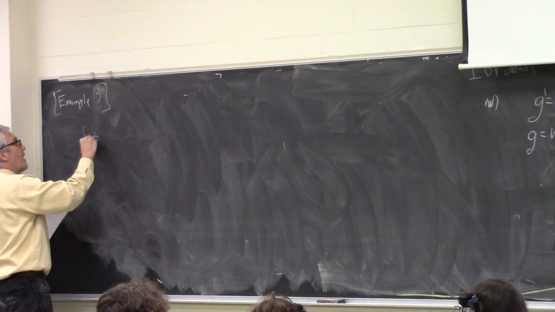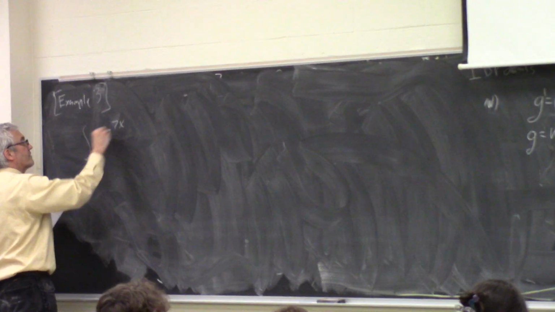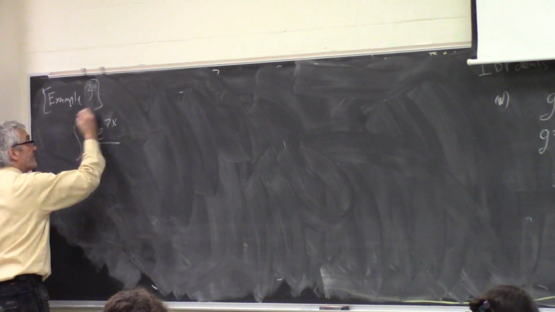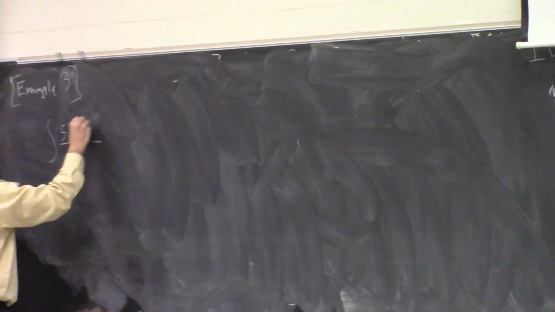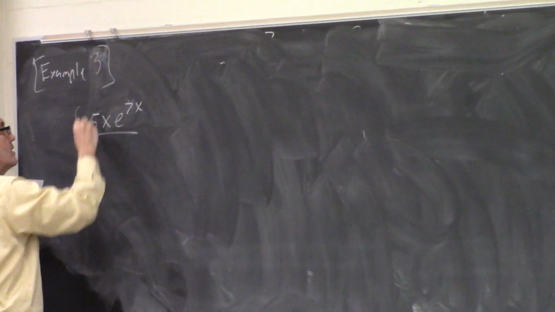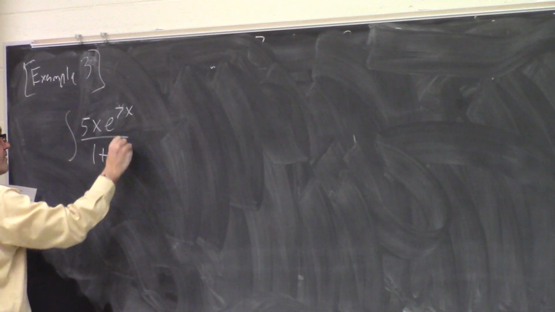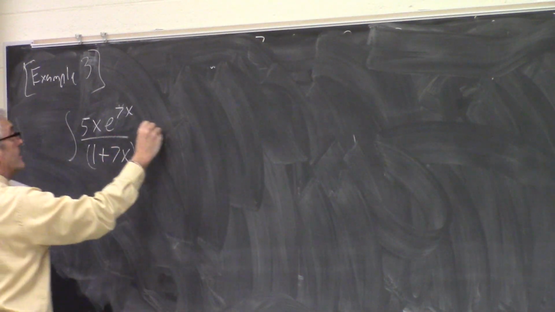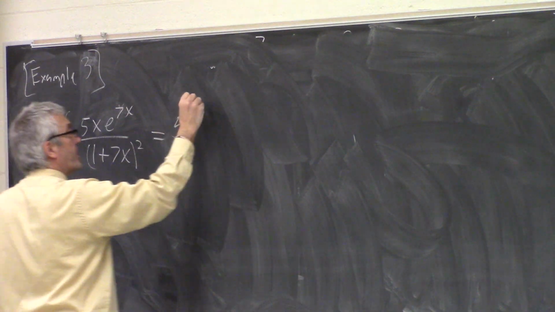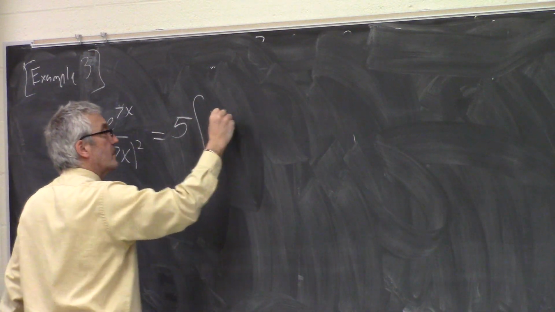So the integral of 5x e to the 7x over (1 plus 7x) quantity squared. Now let's simplify it right away by pulling the 5 out front.